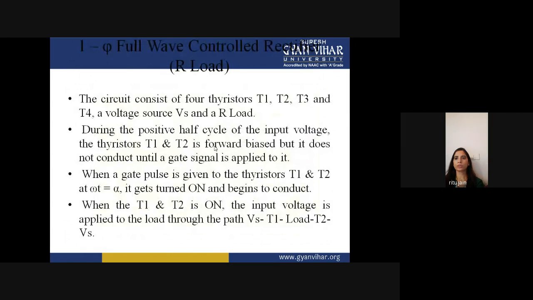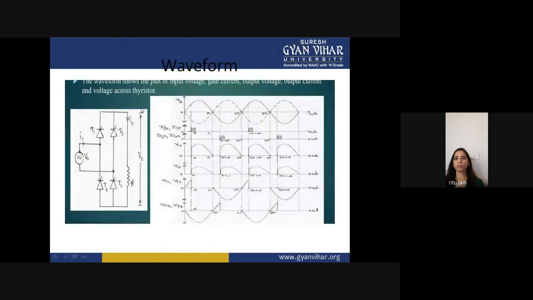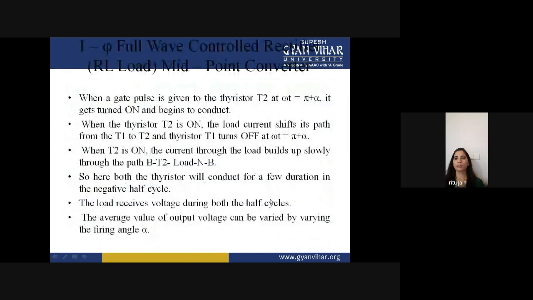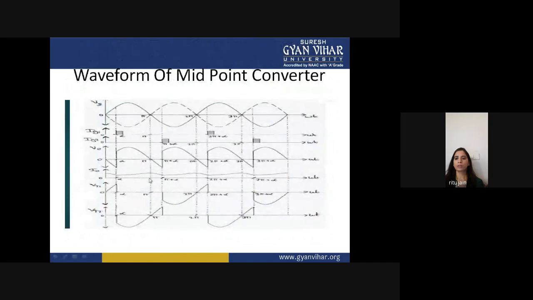Next one was your single phase full wave controlled rectifier with R load. So this was your full wave controlled rectifier with R load, in which you were getting the output voltage for both positive and negative half cycles. And this is your midpoint converter. In this also you are getting the output voltage for positive and negative cycles.